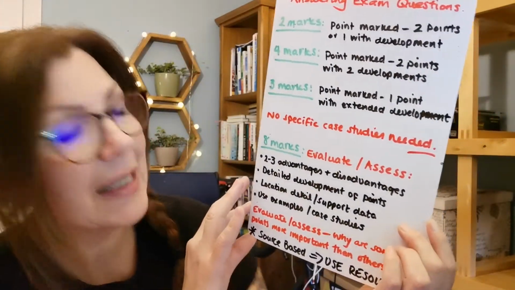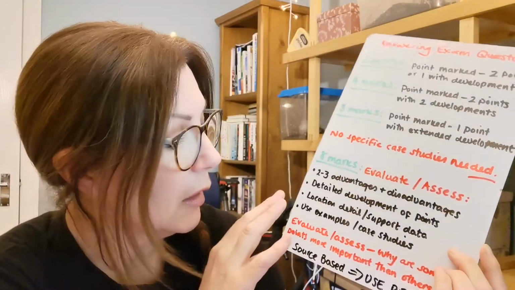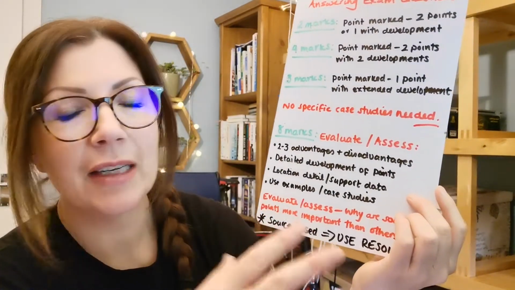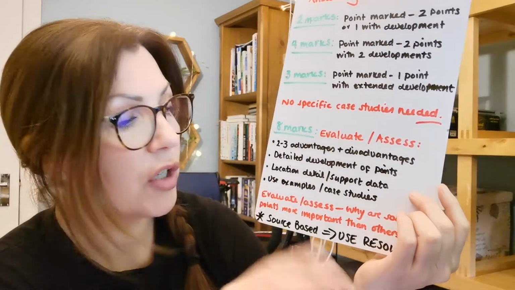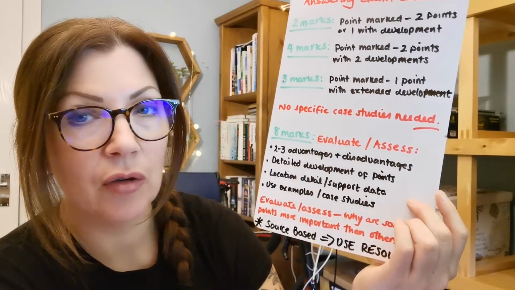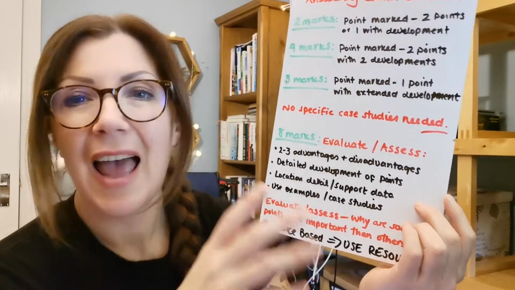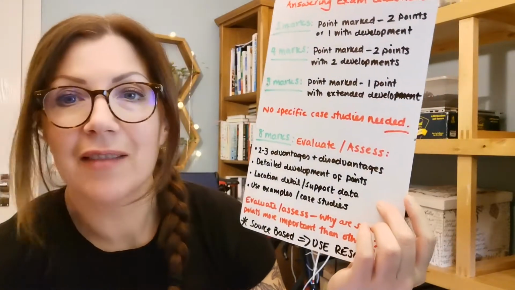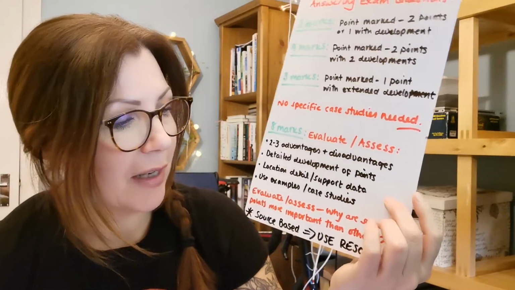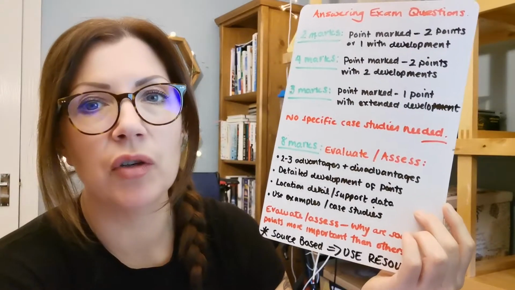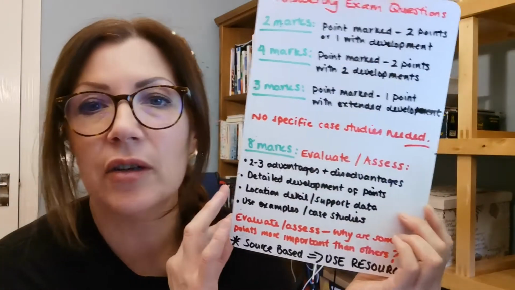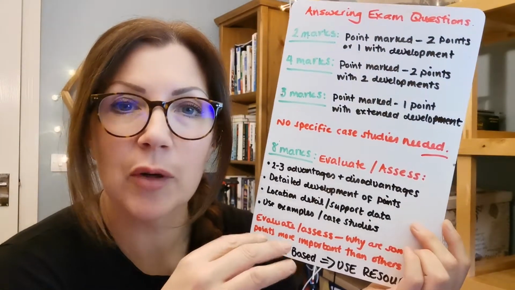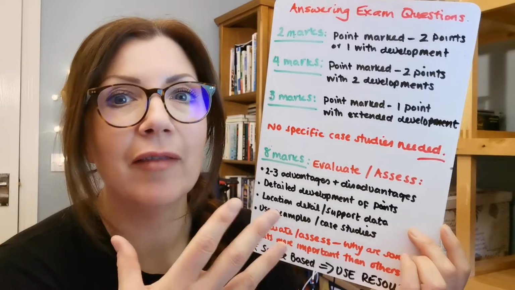So it says here detailed developments of those points are needed. Location detail is needed, or support data, depending on whether you're given a source or not, whether you know any information about that case study or not. So sometimes it might be just location data, areas in, I don't know, Mumbai or something like that. Sometimes it could be some facts and figures if it's coastal defences, for example rates of erosion. And use examples and case studies where possible here. The examiner will be looking for you to know where you're talking about. So if possible, think of a case study that will be relevant to that.